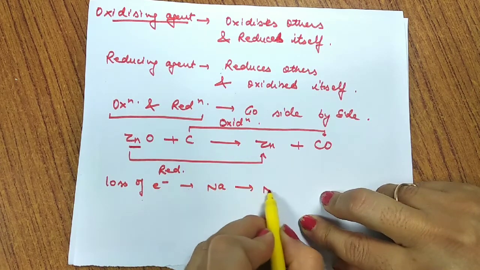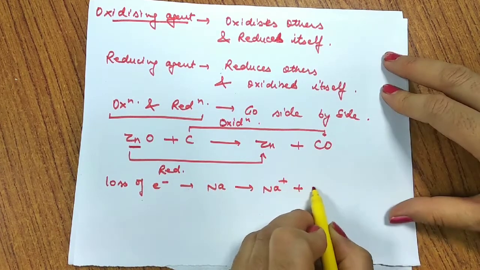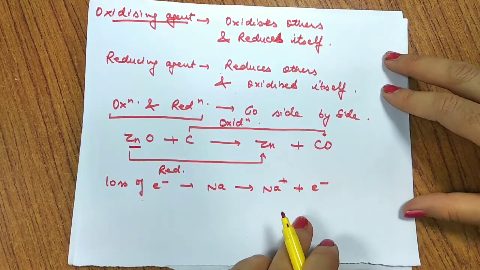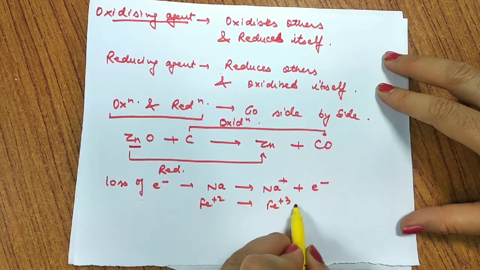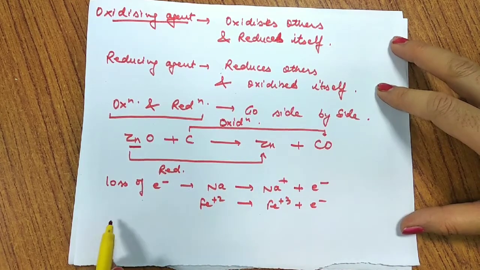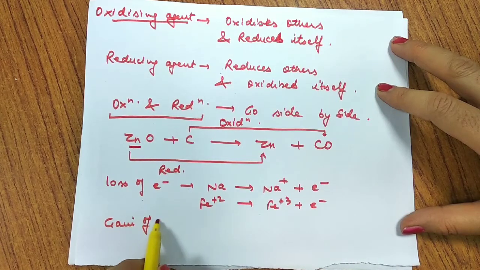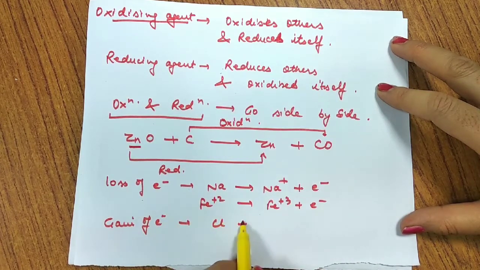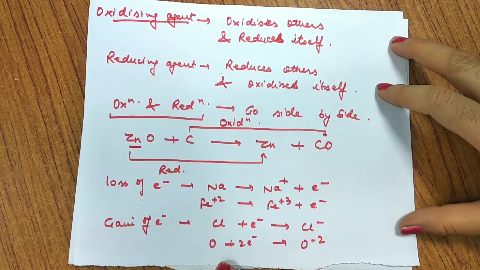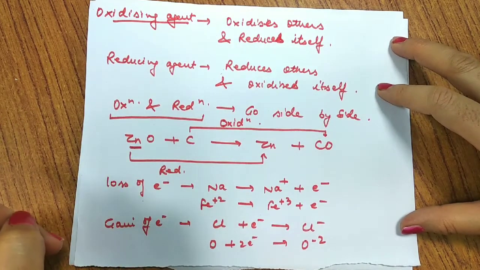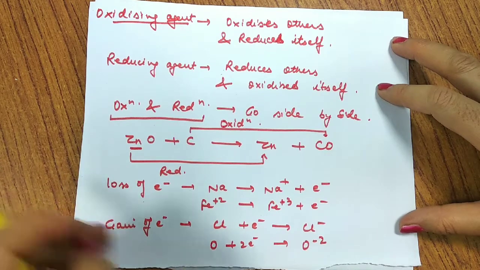Let us take any metal which can lose electrons. So sodium loses electron, it undergoes oxidation. Iron loses electron, undergoes oxidation. Similarly, if we talk about gain of electron, chlorine gains one electron and becomes chloride ion. So gain of electron is reduction. Oxygen gains 2 electrons, forms O minus 2. So gain of electron is reduction. So this is the example of oxidation and reduction in terms of electrons.